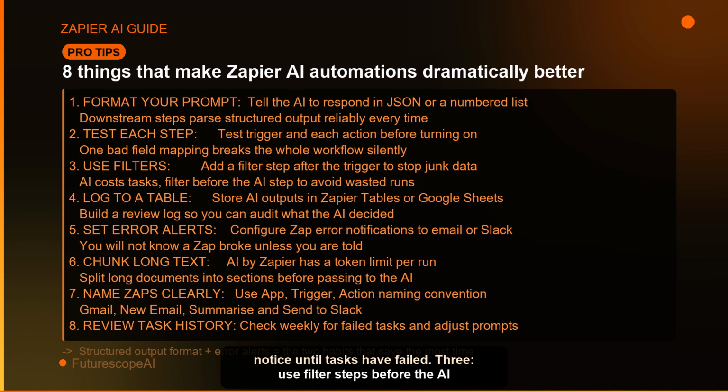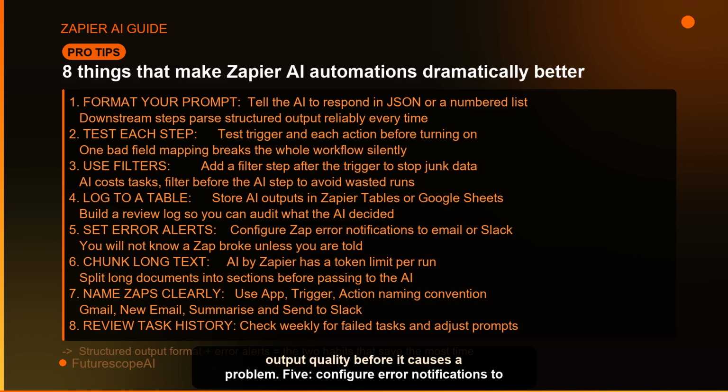3. Use filter steps before the AI action. AI by Zapier uses a task for every run. Add a filter so only relevant triggers reach the AI step and you avoid paying for runs that should not have happened. 4. Log AI outputs to Zapier Tables or Google Sheets. Build a review log so you can audit what the AI classified or generated and catch drift in output quality before it causes a problem.